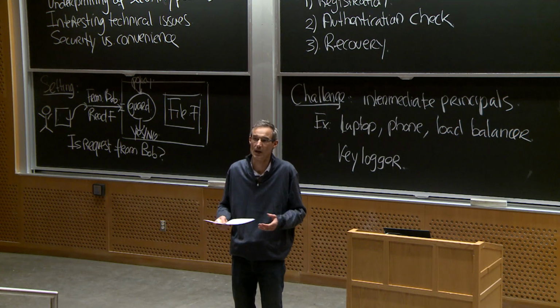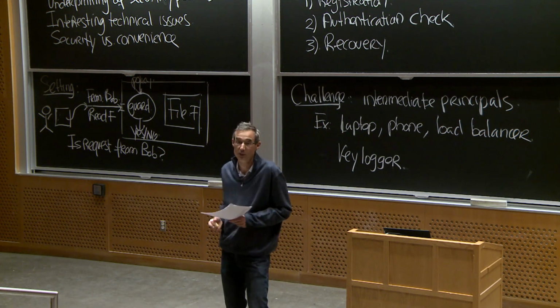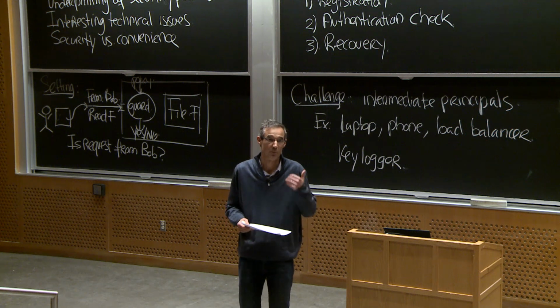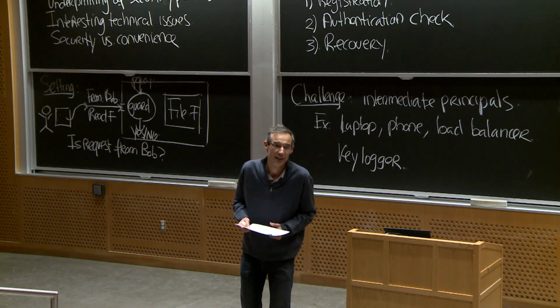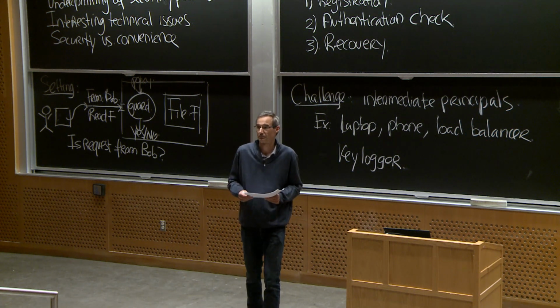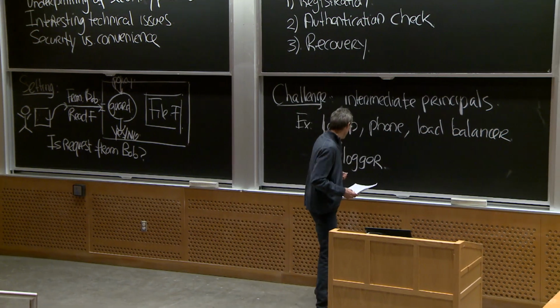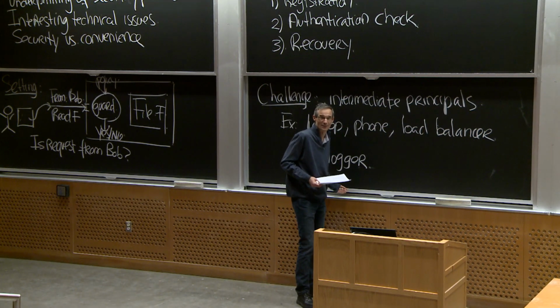And at that particular point in time, that device, that intermediate principal, does not talk on behalf of Bob anymore. And so the security check will basically be meaningless. Keyloggers are a real challenge in any user verification plan.